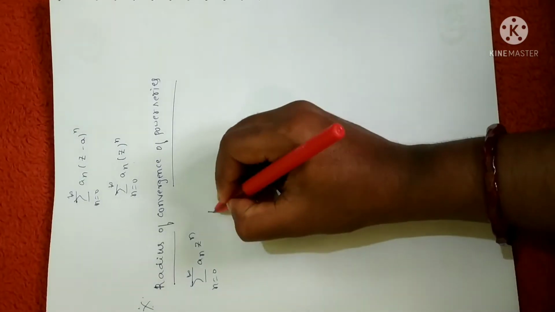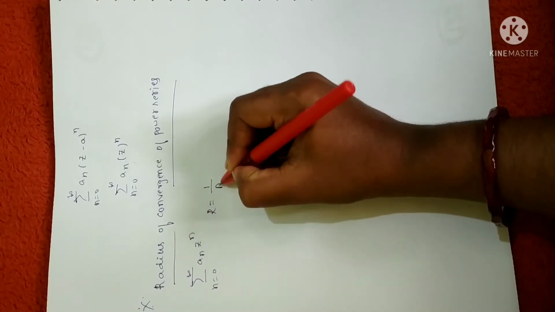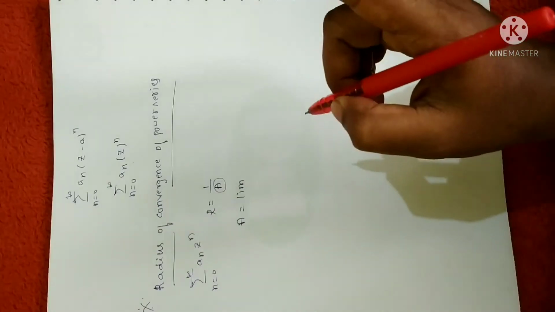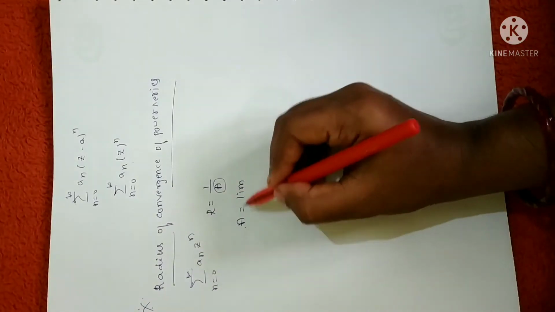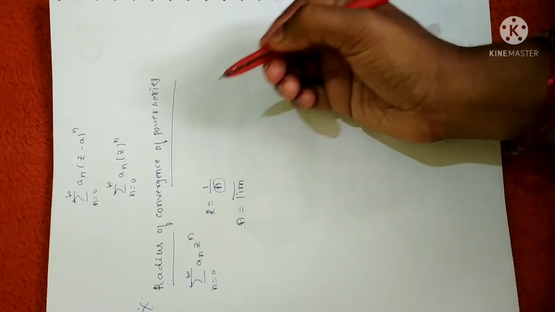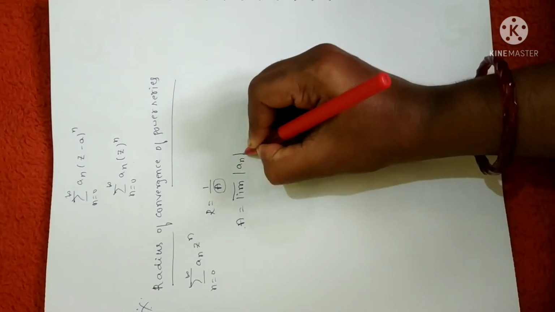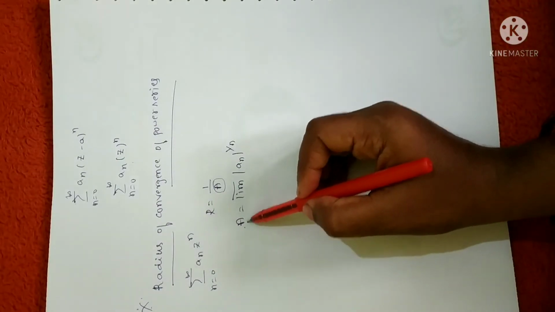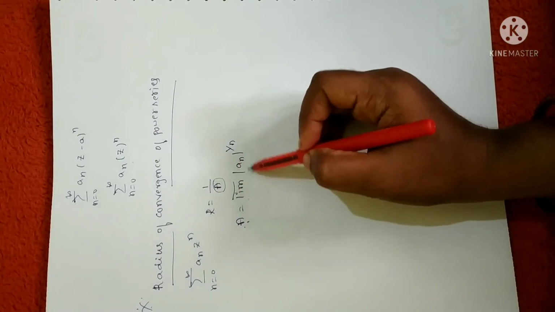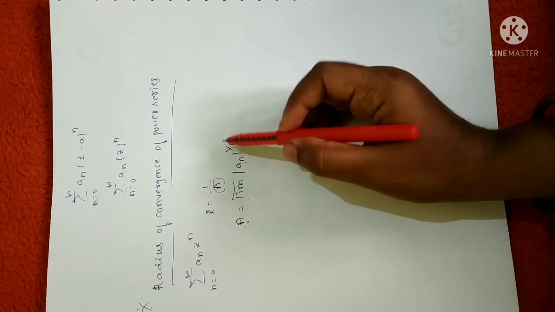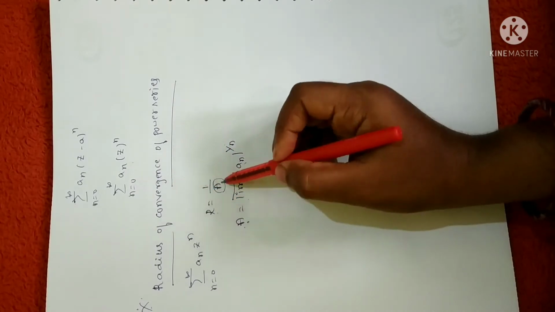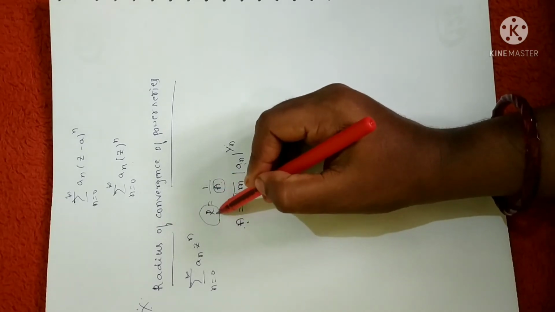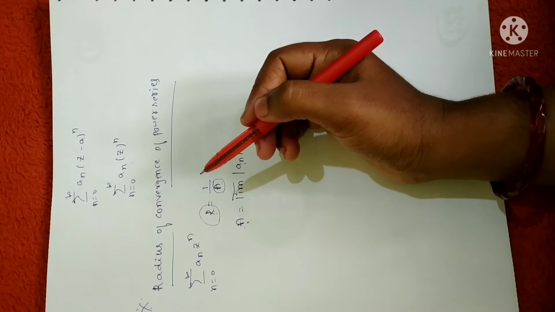Now let us consider r equal to 1 by a, where a is given by the limit supremum. I told you about limit supremum and limit infimum in the previous session, please go through that. Let me define once again. Suppose a is equal to the limit supremum of magnitude of a_n whole power 1 by n, and r is equal to 1 by a, then r is called the radius of convergence of a power series.